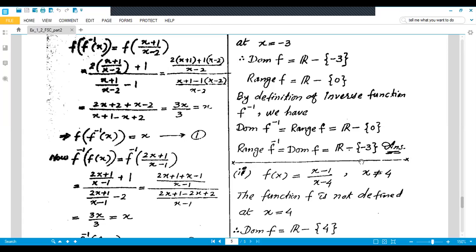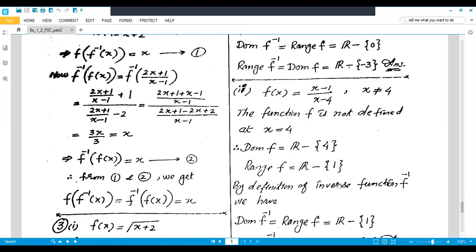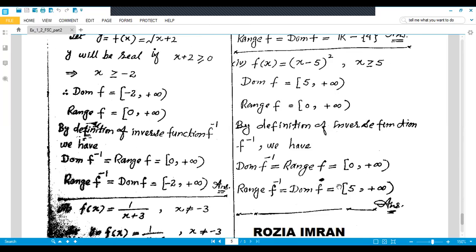So in this way, you have to solve the third part and the fourth part. In the same way, you have to find the third and fourth parts. I hope you will understand this exercise.